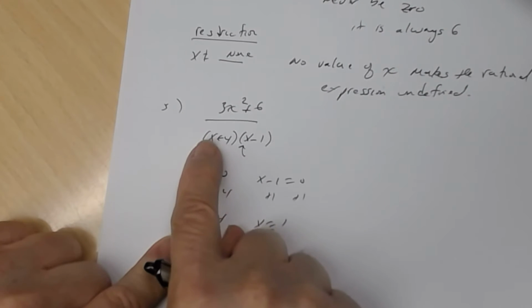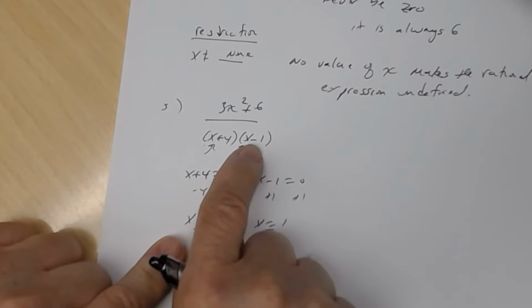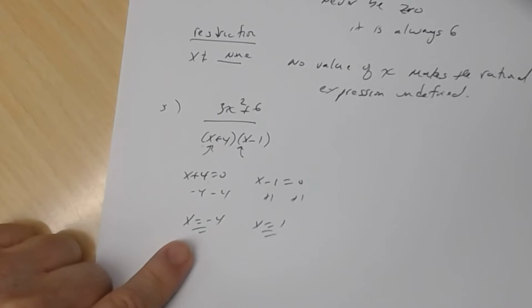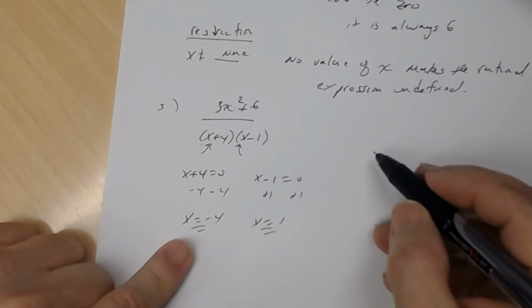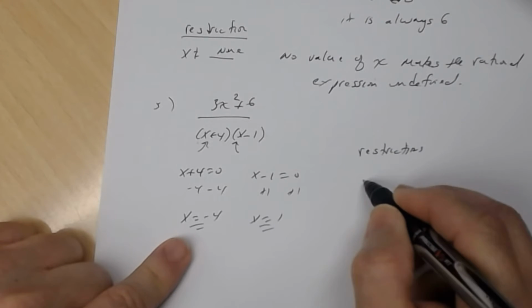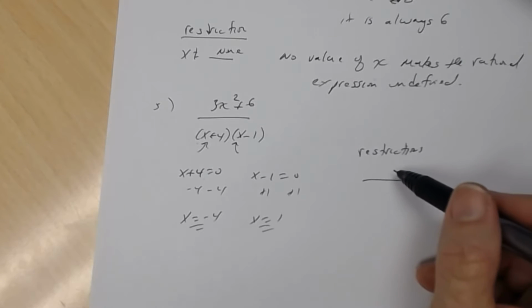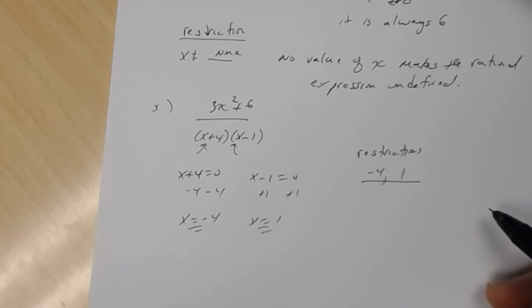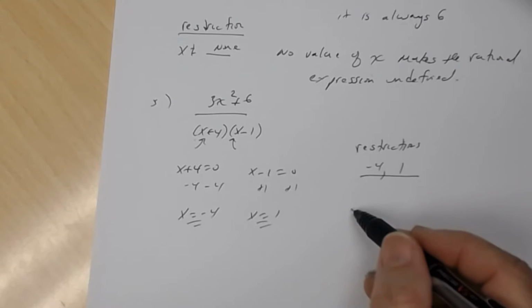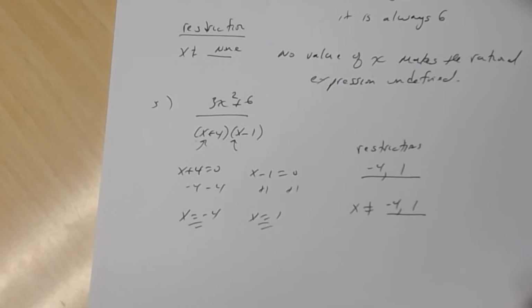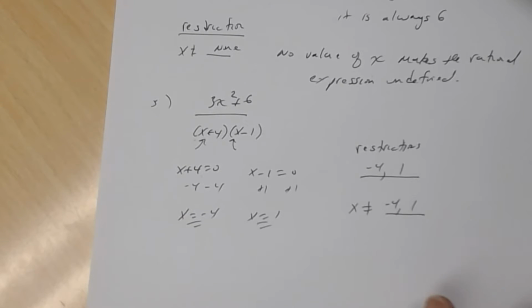If x is 1, 1 plus 4 is 5. 1 minus 1 is 0. 5 times 0 is 0. I get 0 down there. So those are the 2 values of x that make this denominator 0. Depending on how it looks on MyMathLab, they're just going to ask you to state the restriction. So you would say negative 4, comma 1. On the worksheet, it may say something like x cannot equal blank, and you would put negative 4, comma 1. Okay?